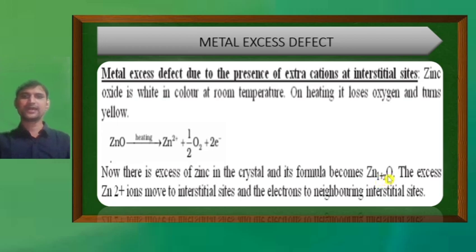Zn1+x O, and the excess Zn2+ ions move to interstitial sites and the electrons to the neighboring interstitial sites. It means Zn2+ occupies those particular sites, and that's why it is a metal excess defect due to the presence of extra cations at the interstitial sites. So Zn2+ and these 2 electrons also occupy those interstitial sites.